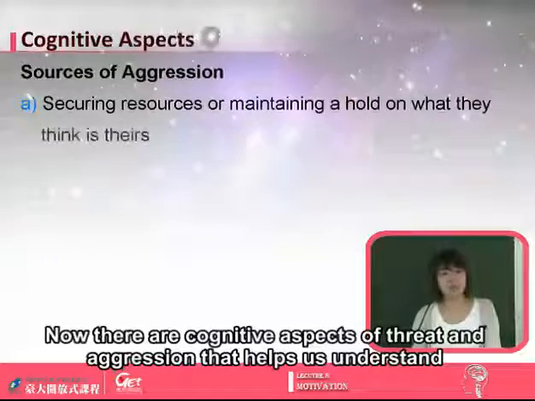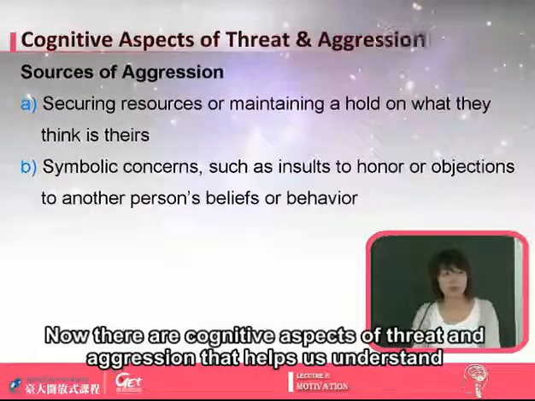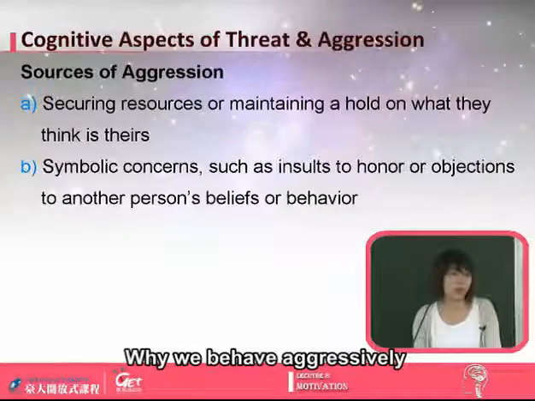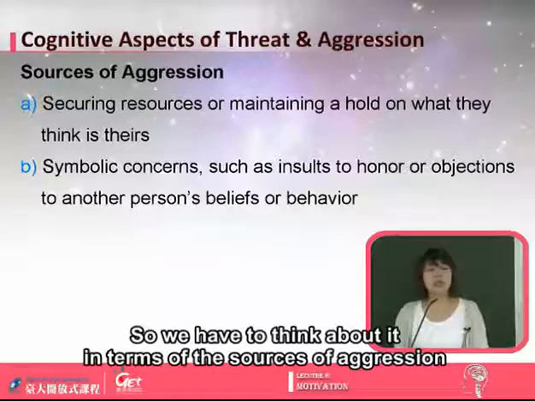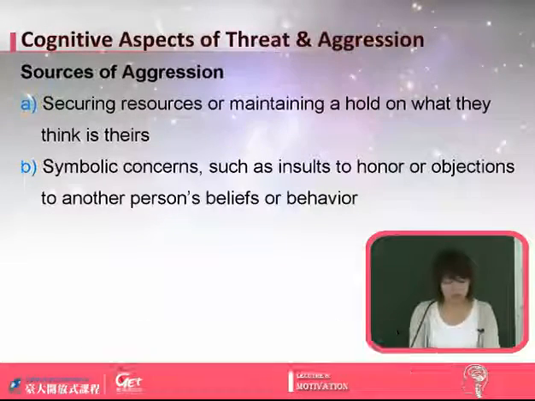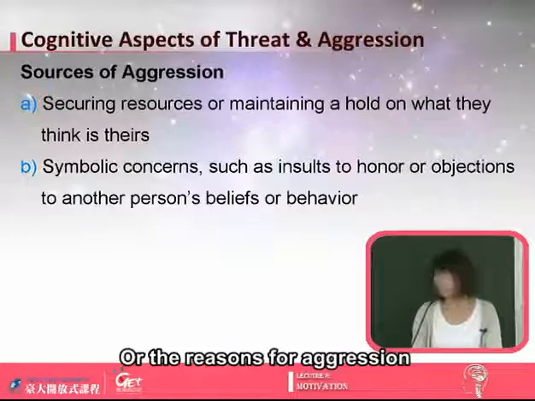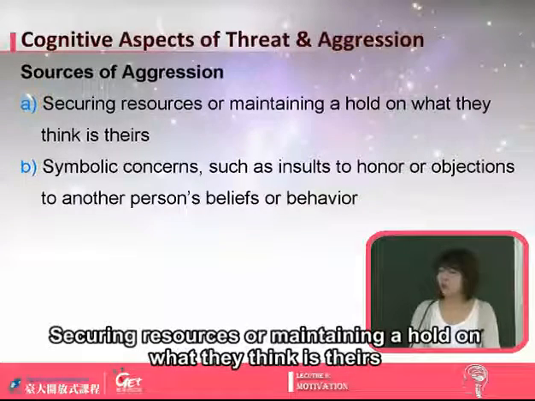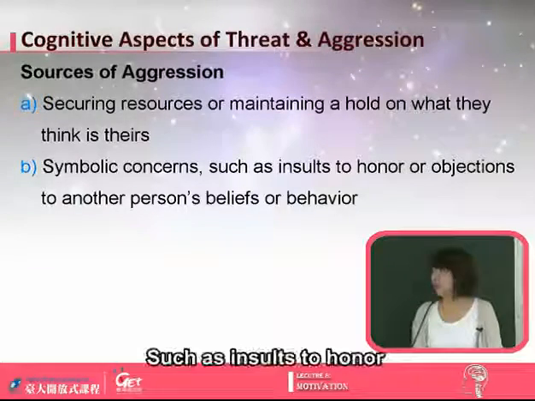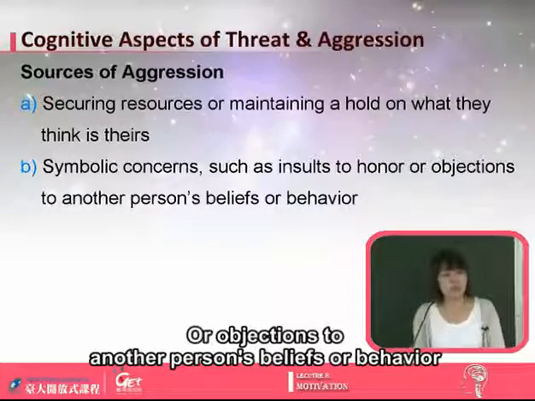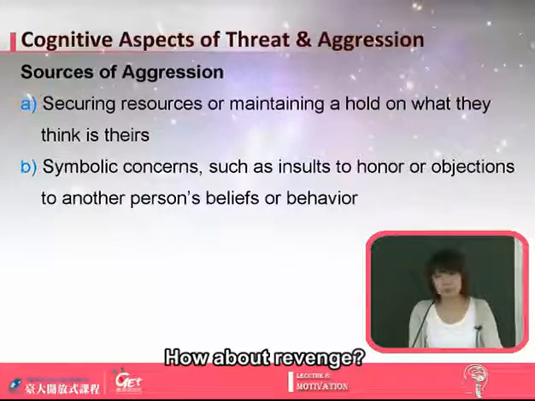Now, there are cognitive aspects of threat and aggression that help us understand why we behave aggressively or why others behave aggressively. So we have to think about it in terms of the sources of aggression or the reasons for aggression. Okay? So for example, securing resources or maintaining a hold on what they think is theirs. Another source of aggression is related to symbolic concerns, okay, such as insults to honor or objections to another person's belief or behavior. How about revenge?